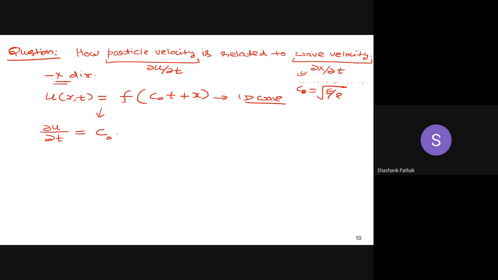C naught, f of C naught t plus x. Del u by del t is C naught del f by del t. Plus del x by del t. Are you sure? There will be plus. Into del f by del t.